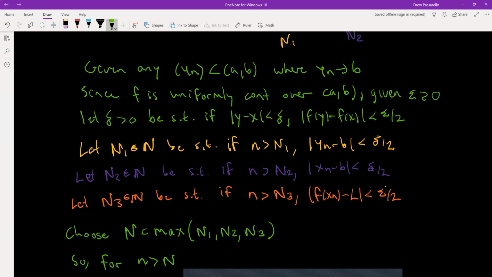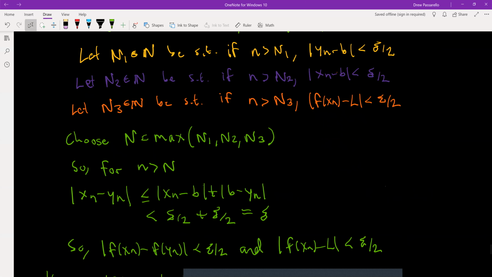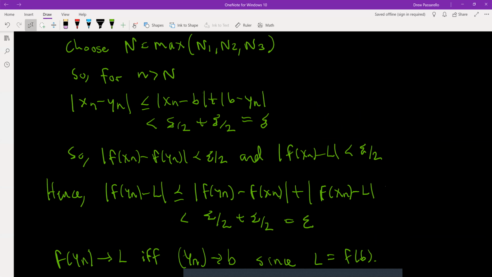And then we use that f of xn converges to L, so we found an n3, so that if little n is bigger than capital N3, f of xn minus L is less than epsilon over 2. Choose N to be the max of these three N values. So for little n bigger than capital N, the absolute value of xn minus yn, we broke that up by triangle inequality, adding 0 in the form of b. So it's xn minus b plus b minus yn. And each one of those is going to be less than delta divided by 2. So delta over 2 plus delta over 2 is delta. So then we have xn minus yn less than delta.